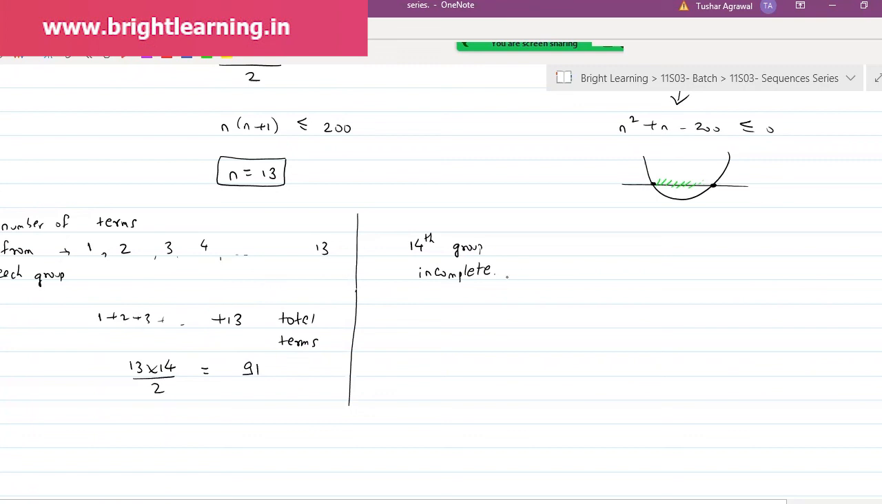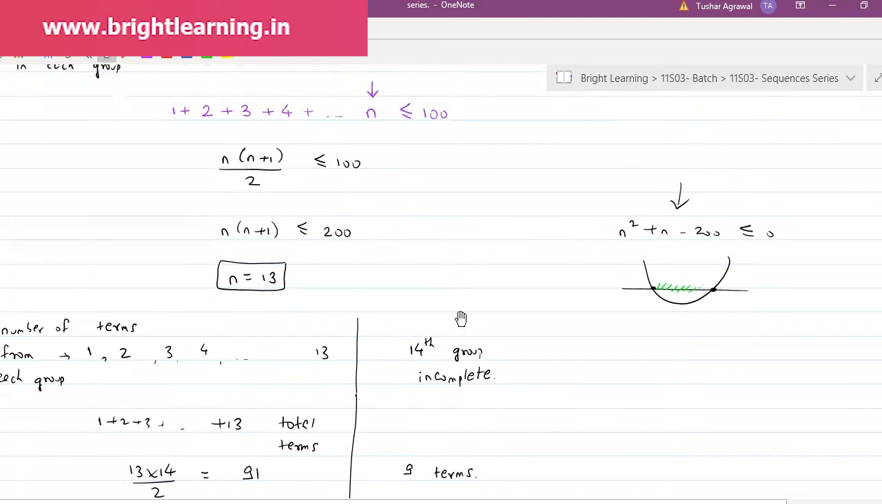And the incomplete group is the 14th group. Actually the 14th group has a total of 14 terms. But we are interested, we will take only the first 9 and we will terminate the sequence. Got it? So now I will write here.